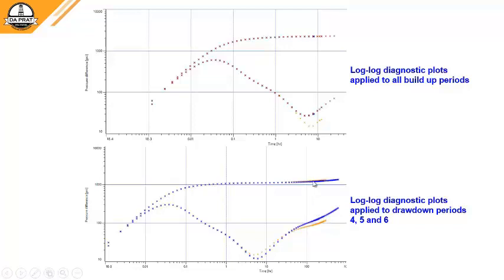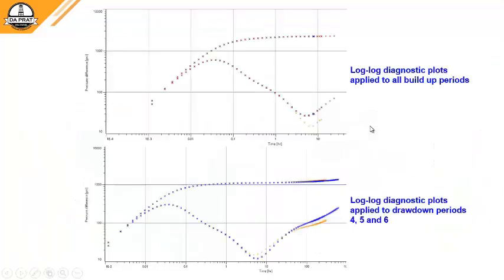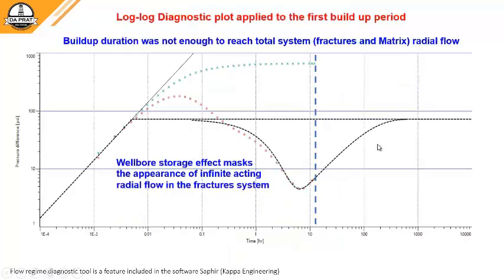Okay, so let's go step by step, not knowing anything, basically. Probably you start with this business of analyzing data. The first thing is to try to identify flow regimes. Like here, we're going to use the first build-up. We have used other build-ups, but we're going to use the first.